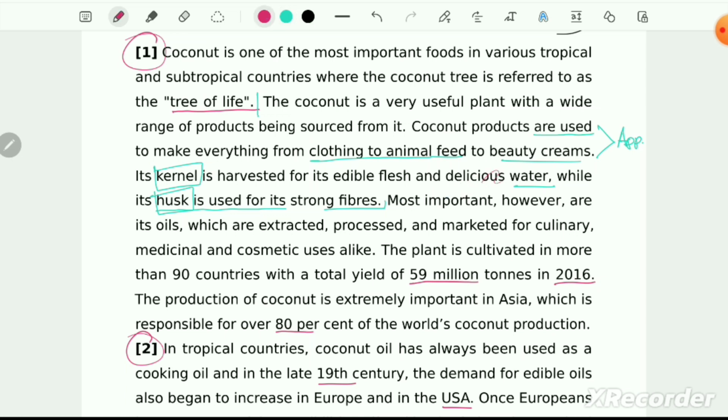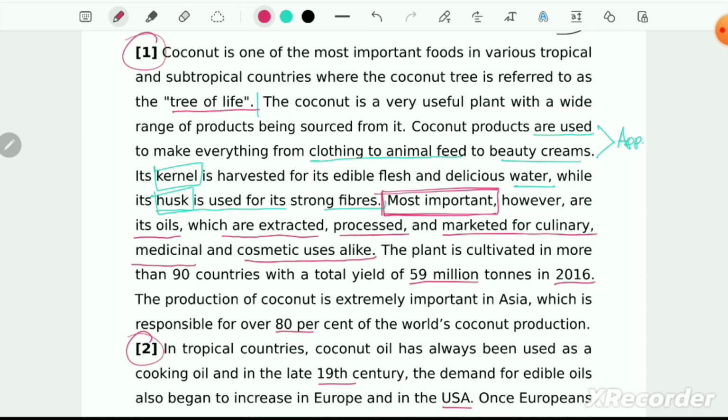Most important, however, so take a look here. I'm using a red color. Most important. So this is the author's view, right? And as he said, this is the most important. That means we may find the answer here. However, are its oils which are extracted, processed and marketed for culinary, medicinal and cosmetic uses alike.